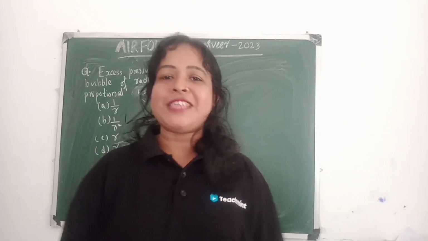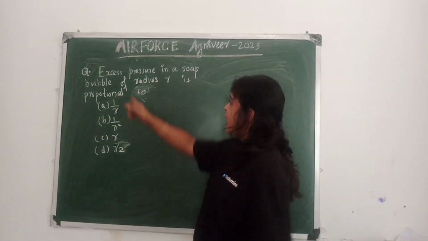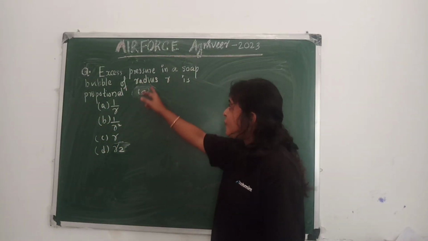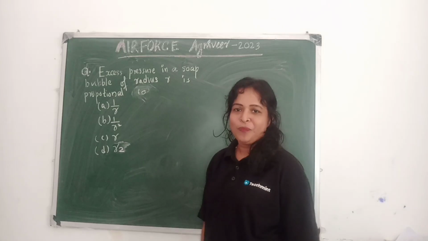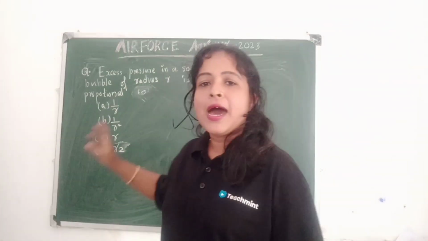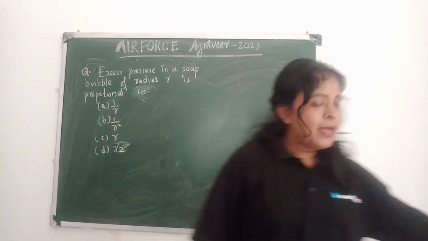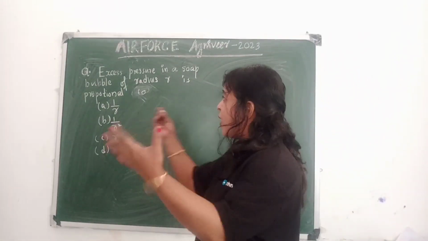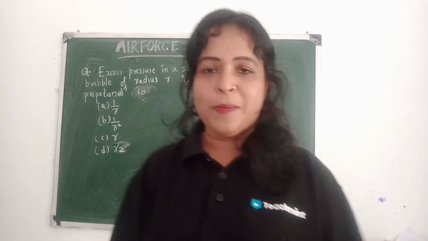So let's start our section with another new question. The excess pressure in a soap bubble of radius r is proportional to: the options are 1 by r, 1 by r square, r square. Then let us derive the excess pressure inside the soap bubble.